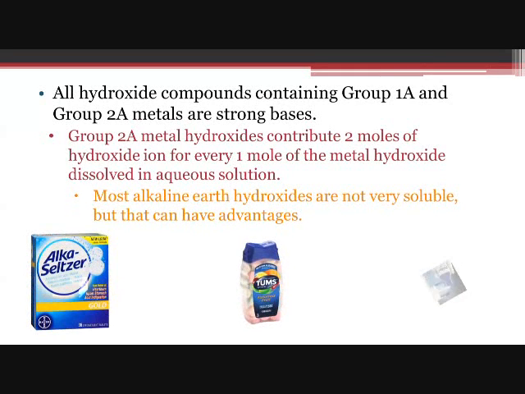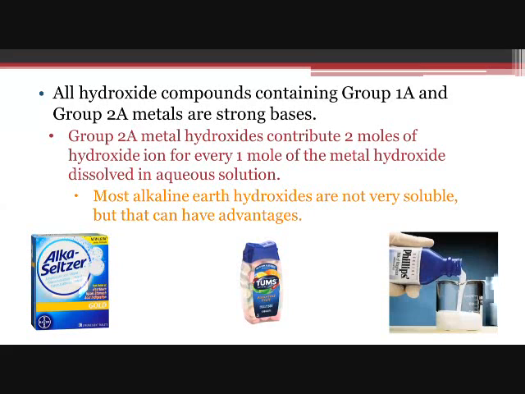And also, most alkaline earth hydroxides are not very soluble, but they have advantages. Like this one's called milk of magnesia. It's magnesium hydroxide. It's used similarly to Alka-Seltzer and Tums. It settles your stomach from indigestion or heartburn. And Tums has calcium hydroxide in it, and I think these have bicarbonates in them, but they're also different types of things. So we can use some strong bases for calming acid reflux in our bodies. They do have advantages there.